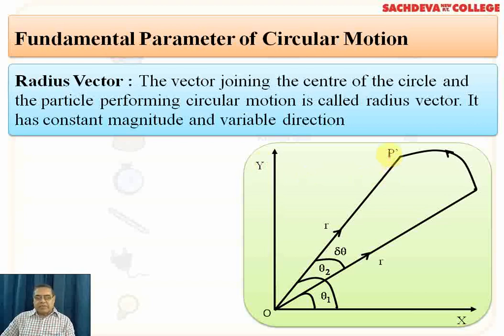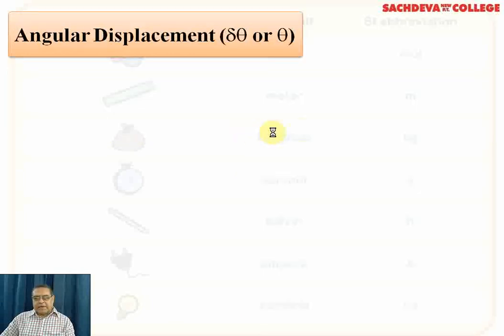So what is the radius vector? That is the line joining the center or the origin with a point on the circular path. The vector joining the center of the circle and the particle performing circular motion is called the radius vector. It has constant magnitude and variable direction.